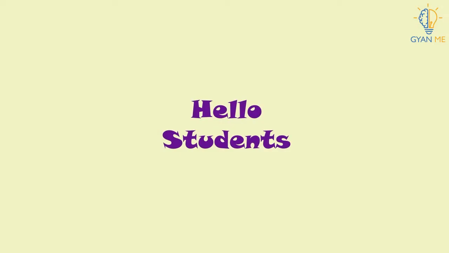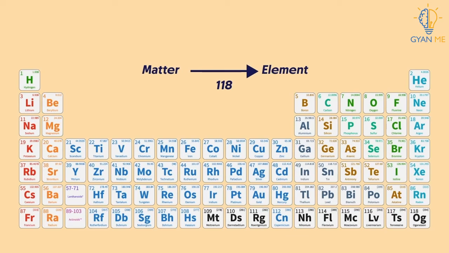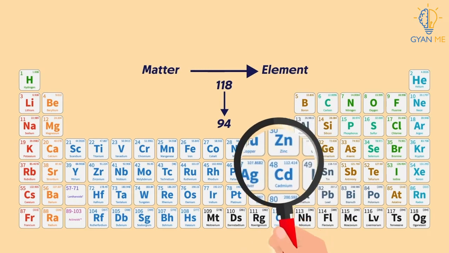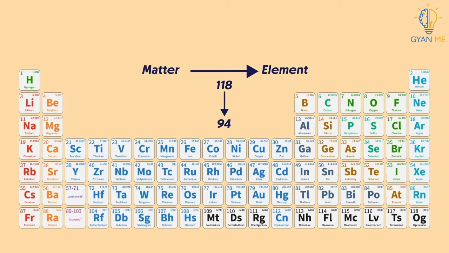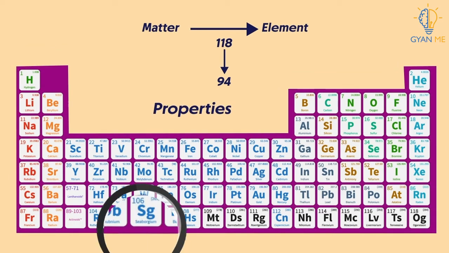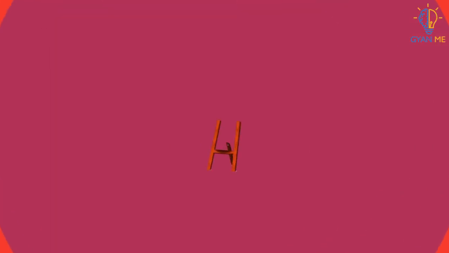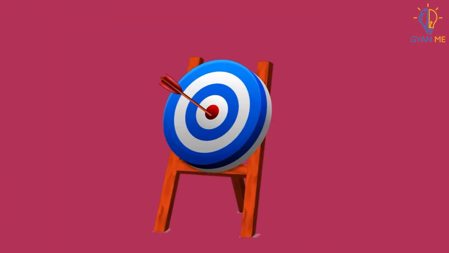Hello students, we have seen in the previous video that classification is important because it makes the study of properties of as many as 118 elements easy. We know that scientists need to arrange the elements in a certain pattern to study the physical and chemical properties of the elements, their various processes, their reactions, etc. The first attempt to make these arrangements was made in the 16th century AD.